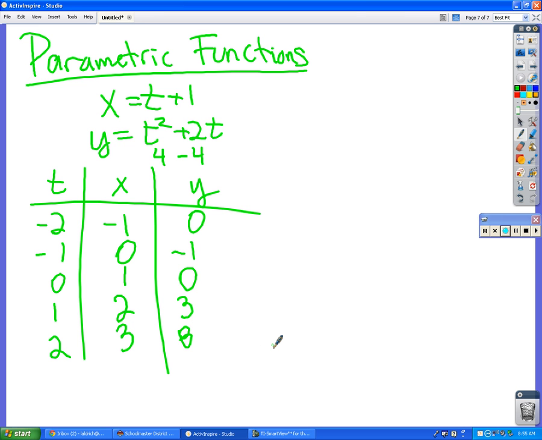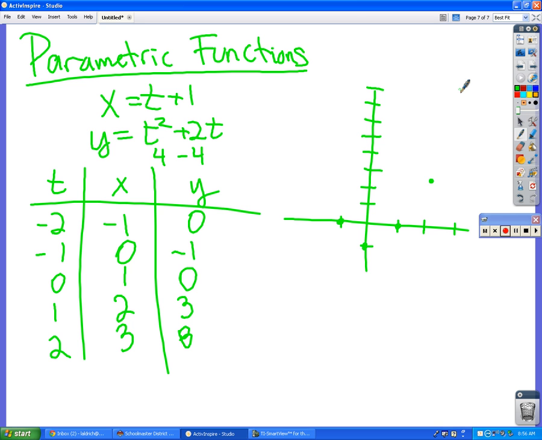Okay? So let's make a quick sketch of this graph, just a sloppy one. What points am I graphing? The X and the Y's. Okay, so my first one is -1, 0, so that's going to be right around there. Then I'm at 0, -1, which is around there. And then 1, 0, 2, 1, 2, 3, and 3, 8.